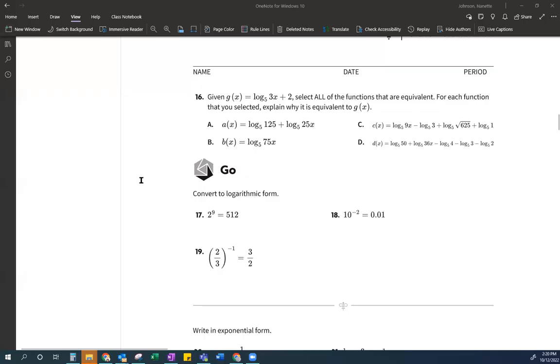Okay, so we are going to go over 2.3, 16, 19, and then 22.